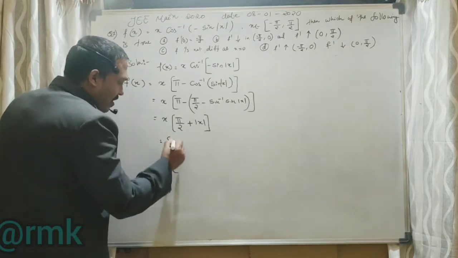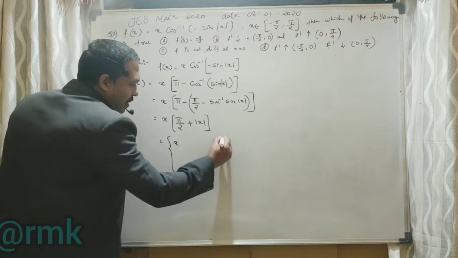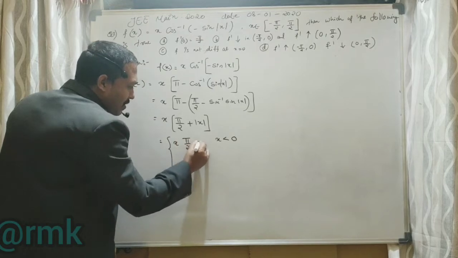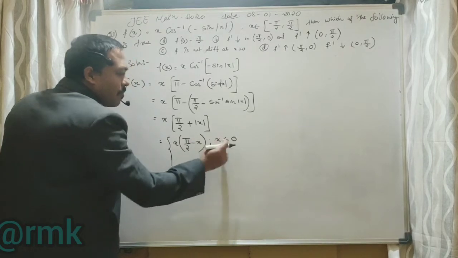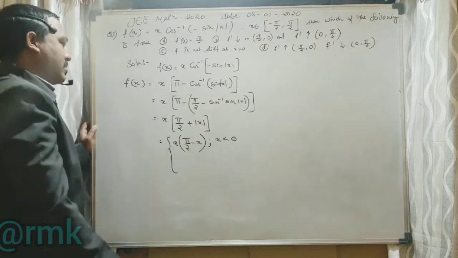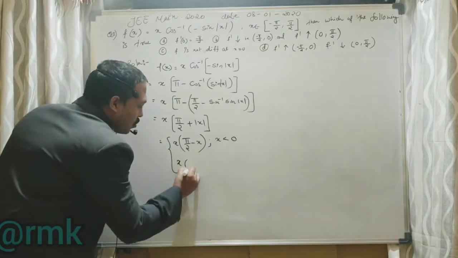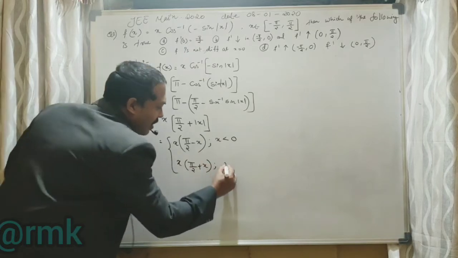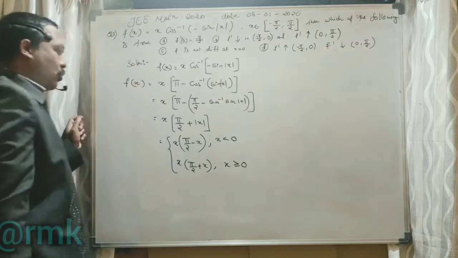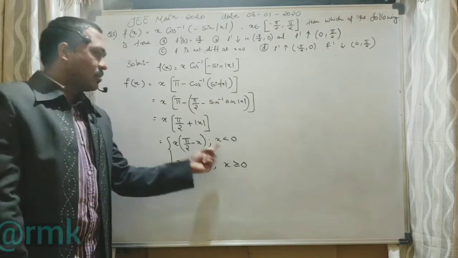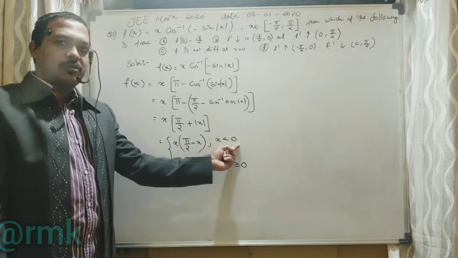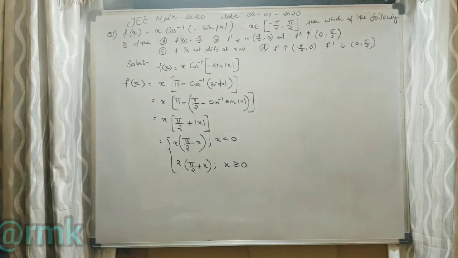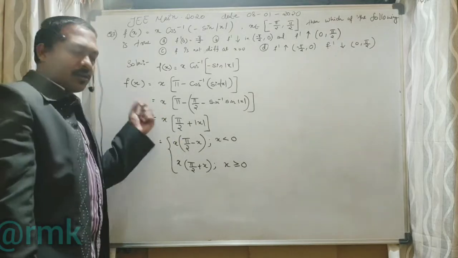It is redefined as x into (pi by 2 minus x) when x is less than 0, because when x is less than 0, modulus x is minus x. And x into (pi by 2 plus x) when x is greater than or equal to 0, because modulus x is plus x. This is the new definition for this function.